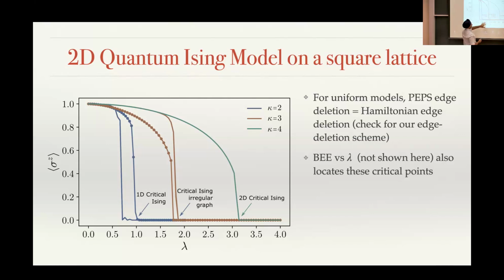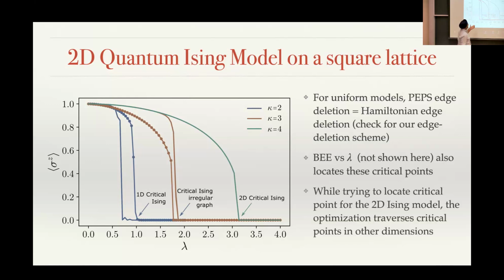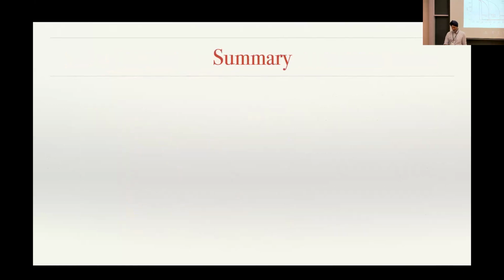I haven't shown that plot here, but I can now, instead of the average magnetization, plot the average entropy of the bonds in the network as a function of lambda. And you see that from that plot, this quantity actually locates these critical points. So you can use this quantity to locate critical points. And as I've already said, we were trying to locate the critical point of the 2D Ising model, but on the way, the optimization dynamically traverses critical points in other dimensions.